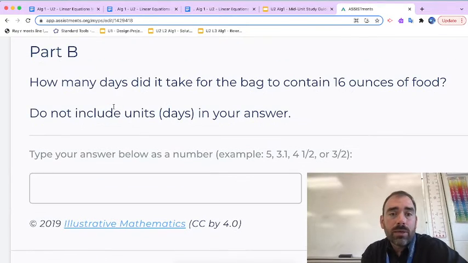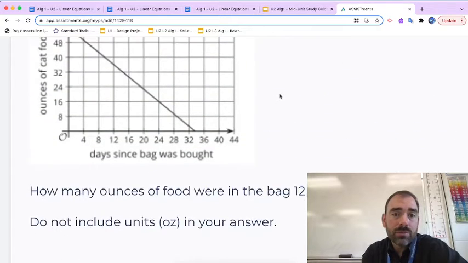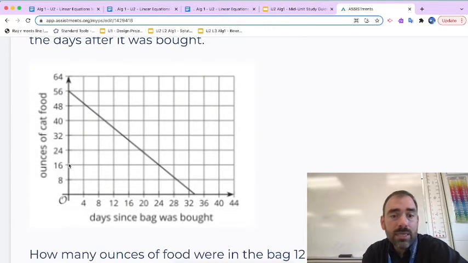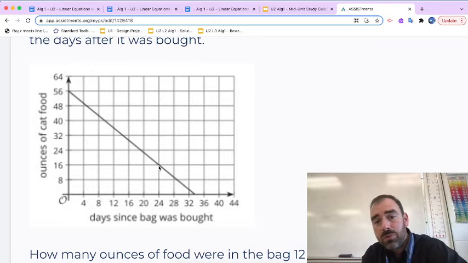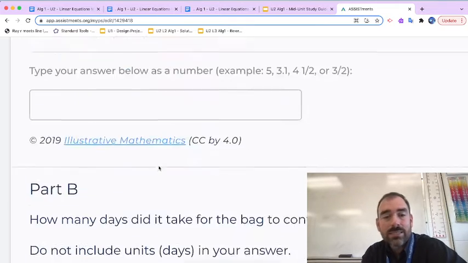And let's see, part B. How many days did it take for the bag to contain 16 ounces of food? Okay, so we come back up here, and now we're looking at 16. We trace that over to 24. So we've got 24 days as the answer to that part.